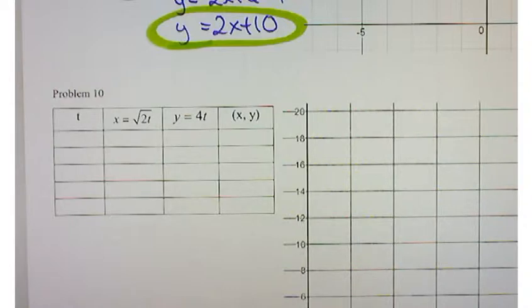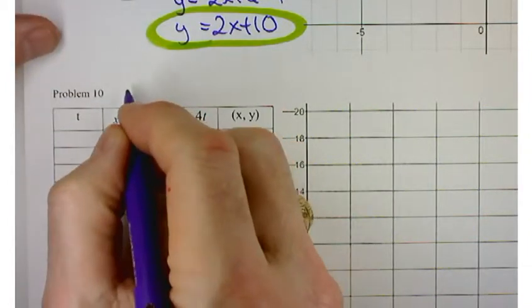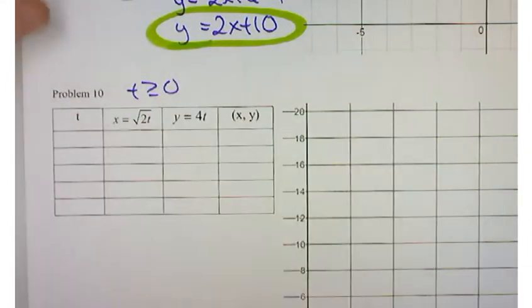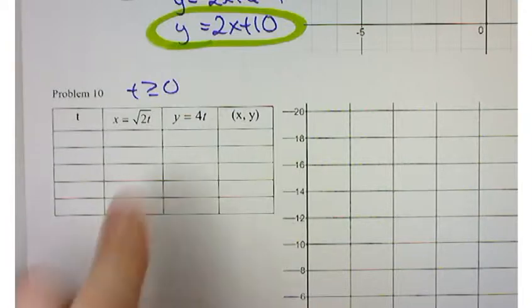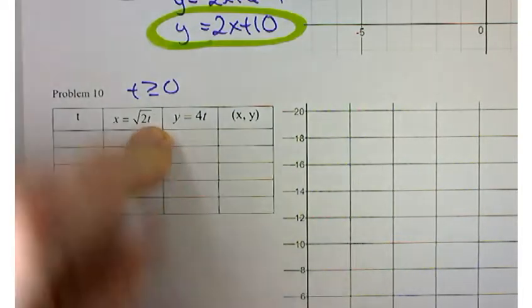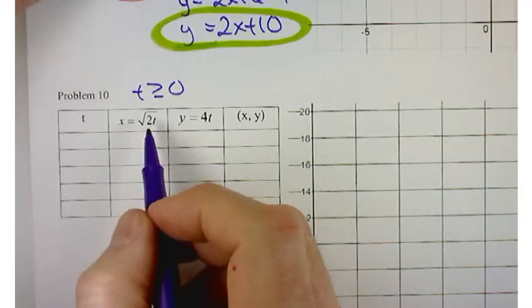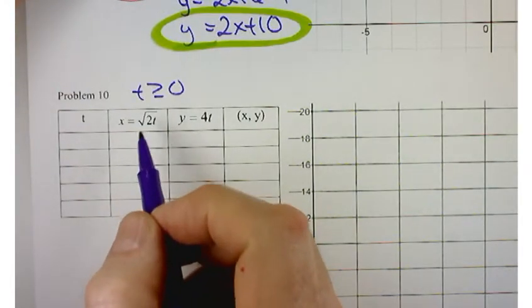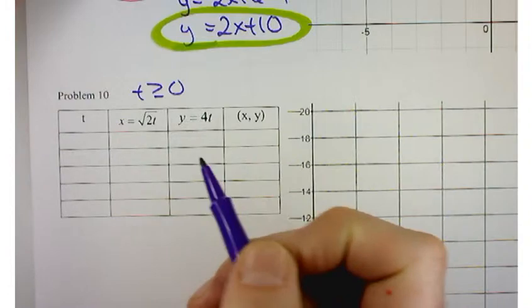Let's move down to problem number 10. In problem number 10, all they tell us is that t is greater than or equal to 0. So, okay. Well, kind of like the last one, I'm going to choose some very friendly values to plug in for t, because I don't want to have to calculate the square root of 3 or 7 or something crazy like that.